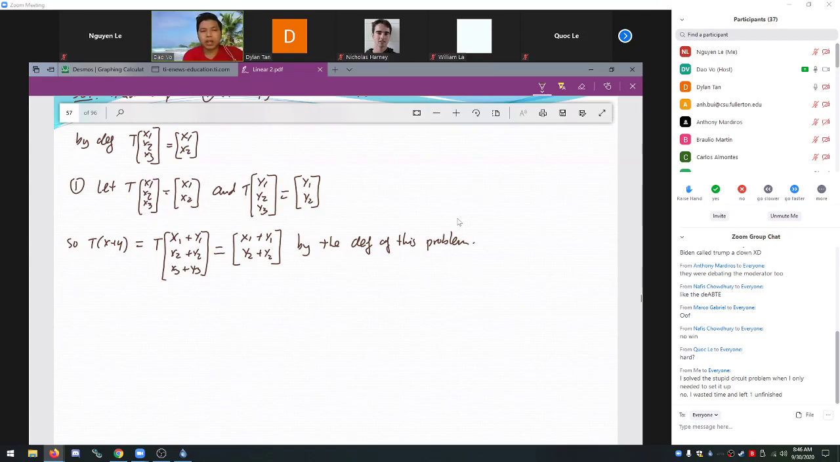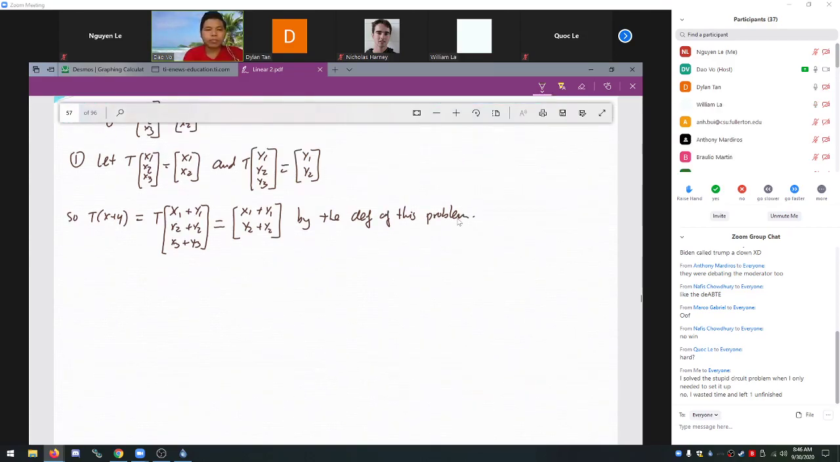Okay, so this is the left-hand side, right? And the right-hand side, Professor, you put y2 plus y2. Oh, x2 right there. Yeah.